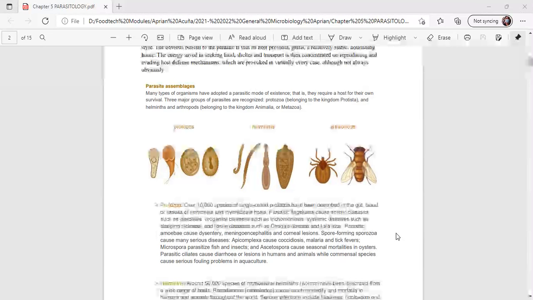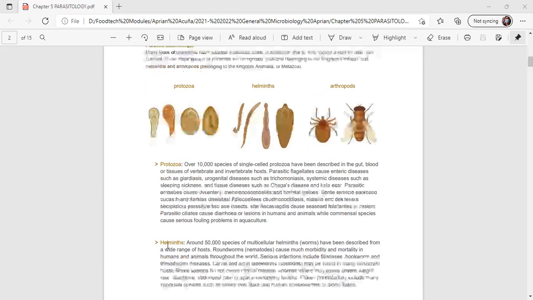Your microspora are parasites sa aton nga fish and also sa insects, you have your ascetospora caused by seasonal mortalities in your oysters, and your parasitic ciliates cause diarrhea or lesions in your human and animal, while your commensal mga species cause serious fouling problems in aquaculture. Then sa itong mga helminths or mga worm-like, you have around 5,000 species of your multicellular nga mga helminths or worm that have been described from a wide range of your hosts.